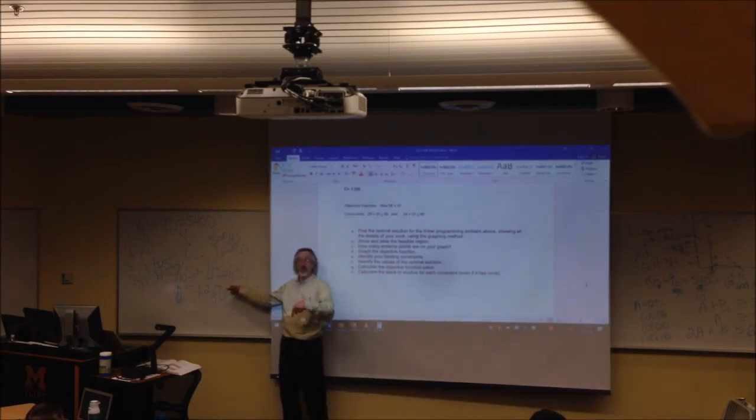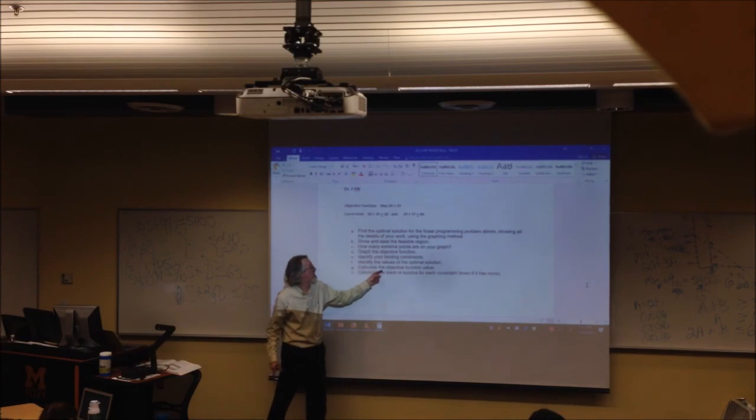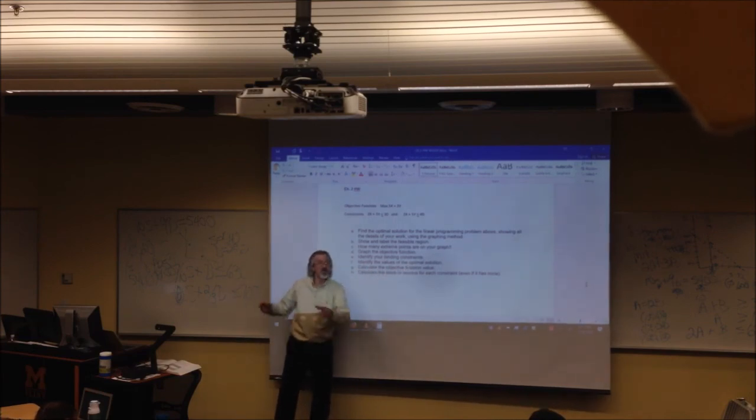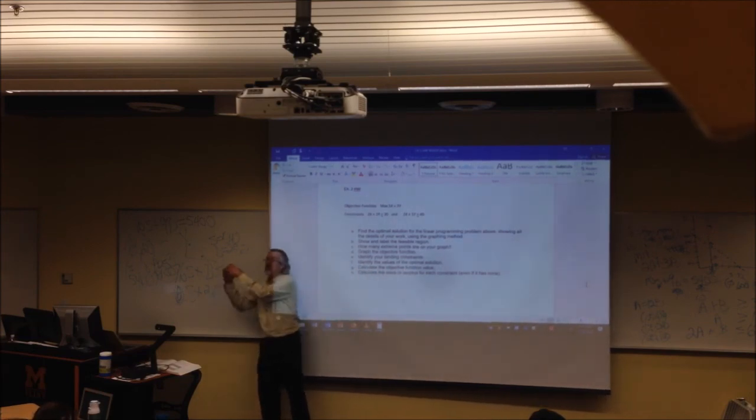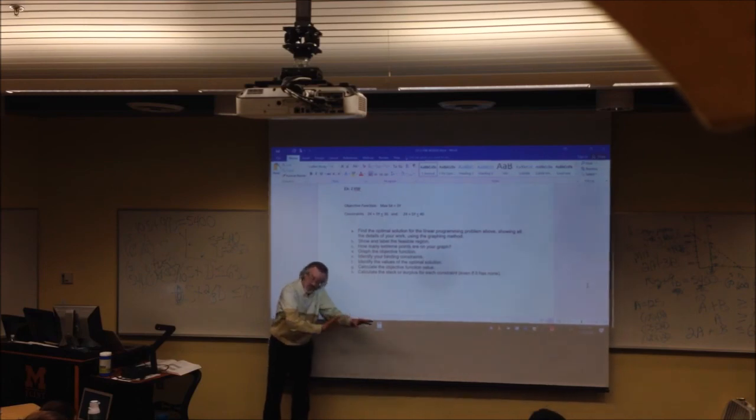Identify the values of the optimal solution, because you're going to take these binding constraints and show me that you can do either the substitution method, the addition method, or the subtraction method to find that optimal solution. I want to see that you know how to do at least one of those to get this answer. And then calculate your objective function value. You just found the optimal numbers, you plug them back into the objective function and do the math and get a total.